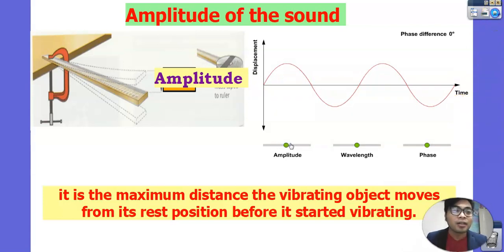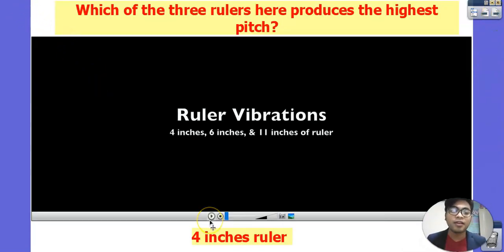Alright, so let's take a look at another experiment that was done here. We're gonna test the hypothesis of whether the length of the ruler is related to the pitch that is produced. So I have here a 4-inch ruler, a 6-inch, and an 11-inch ruler. We're talking here about the length of the ruler that is hanging away from the table. So this is my question: which of the 3 rulers will be producing the highest pitch?